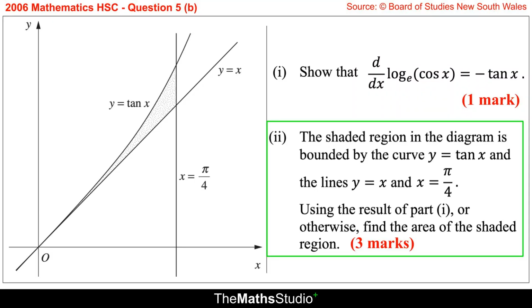Part 2. The shaded region in the diagram is bounded by the curve y equals tan x and the lines y equals x and x equals pi over 4. Using the result of Part 1, or otherwise, find the area of the shaded region.